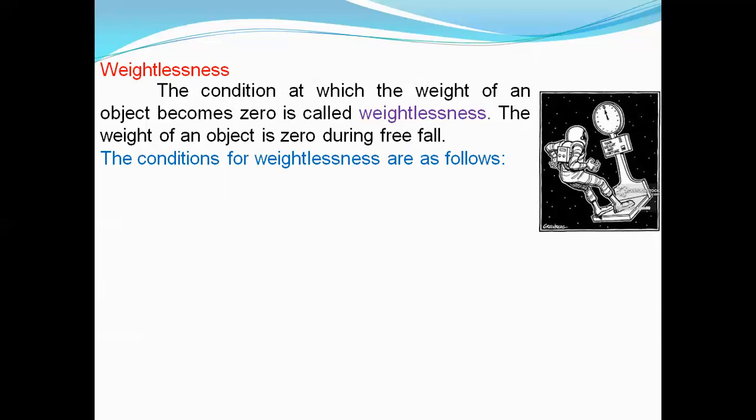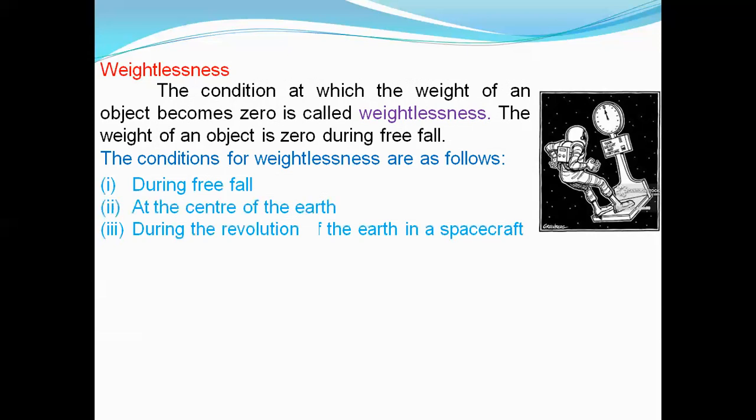The conditions for weightlessness are as follows. During free fall, as we have already discussed; at the center of the Earth, the value of acceleration due to gravity is zero, so at g equal to 0, the product of m and g is zero; and during the revolution of the spacecraft around the Earth.